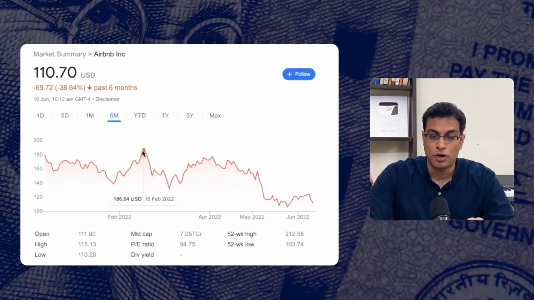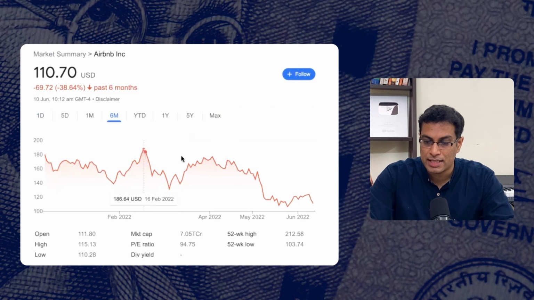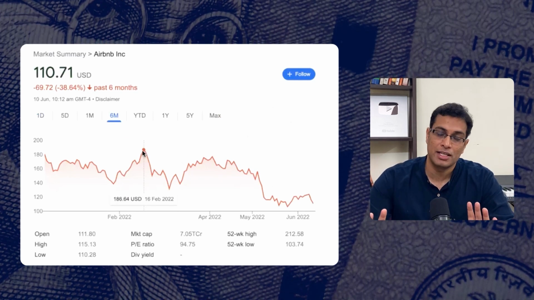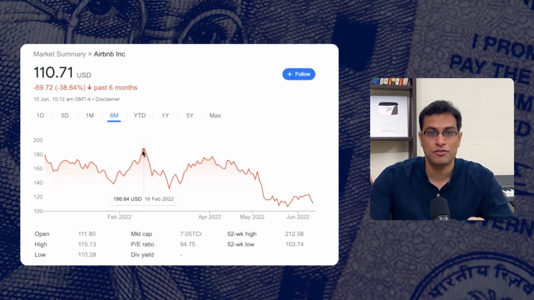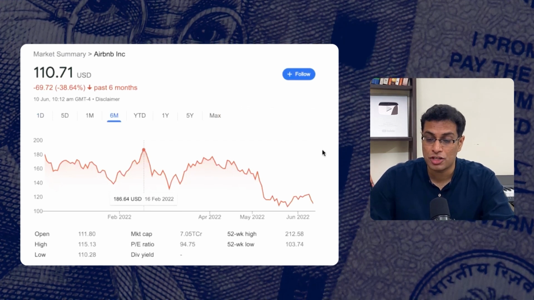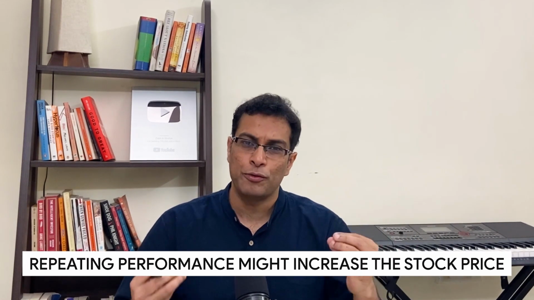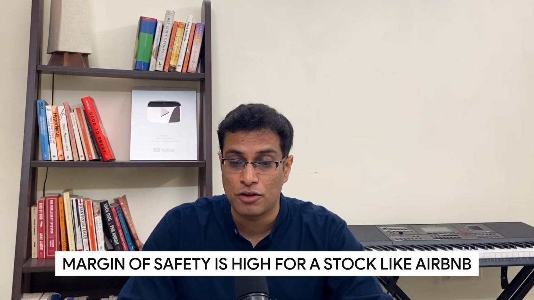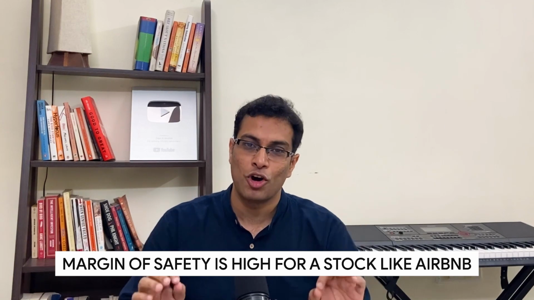If you check from its peak at 186, it has fallen to roughly 110. So there has been at least 45% destruction of the company, so to say, in terms of stock price. So therefore, that margin of safety. Margin of safety in simple terms means that its previous peak had already been made, and if the company repeats its performance, then hopefully the stock price will go back to its previous high level at a certain point in time. So from that particular perspective, margin of safety is quite high for a stock like Airbnb.